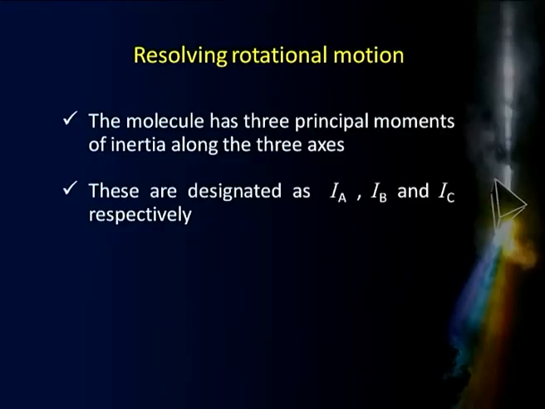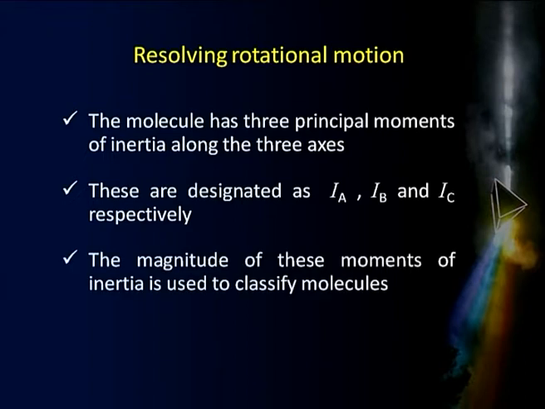I am sure that we all know from basic school physics what a moment of inertia means. Now, the moments of inertia along the three axes, which I said are the A axis, B axis and C axis, which typically can be taken as the x axis, y axis and z axis, are labeled or designated as IA, IB and IC respectively. Now, the magnitudes of these moments of inertia are used to classify molecules.